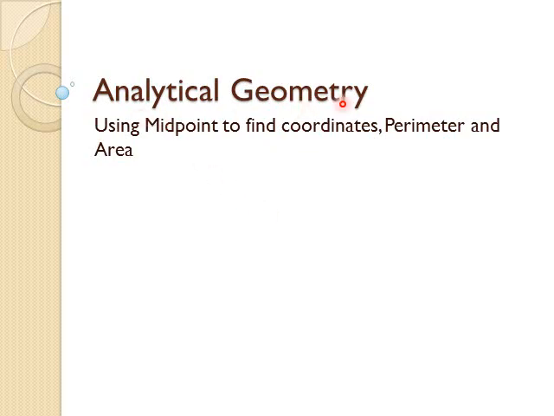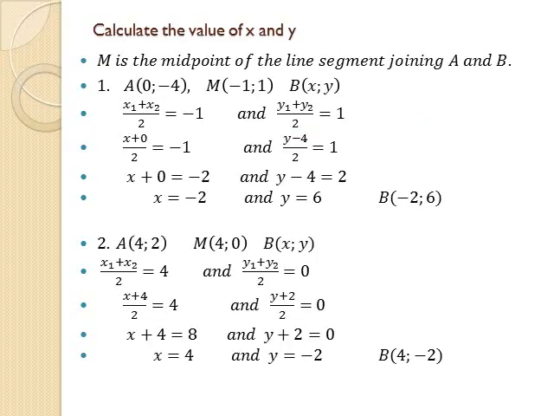We're looking at analytical geometry. We'll look at how to use midpoint to find coordinates. We'll also find perimeter and area. So, calculate the value of x. Say M is the midpoint of the line segment joining A and B. So there they gave me A and B and M.